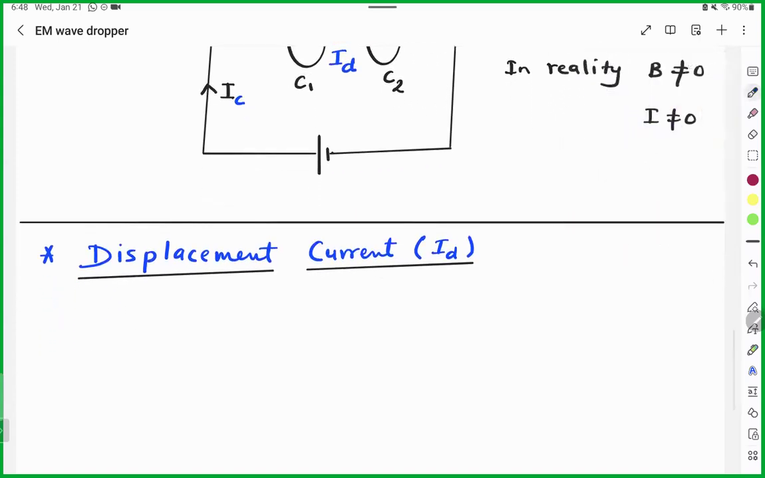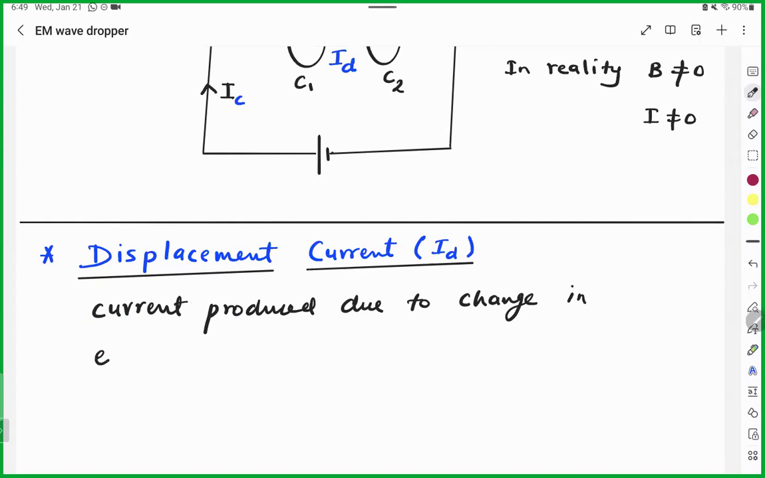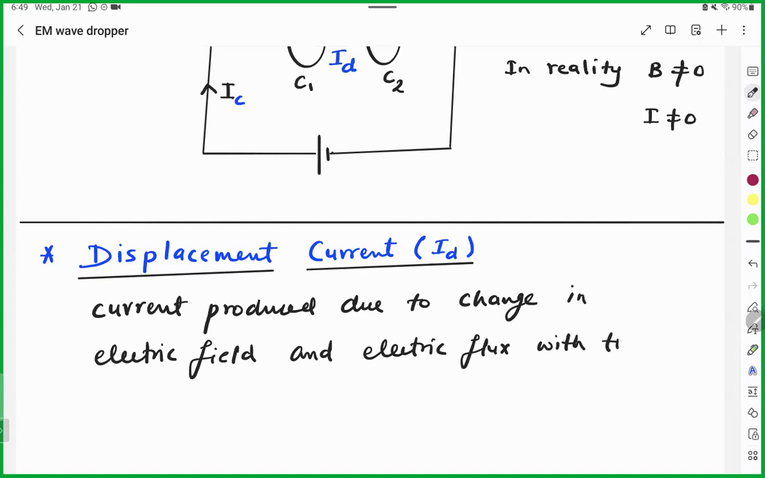Okay. So what is the reason for this? Current here is produced because of the change in the electric field and change in the electric flux with time. Current produced due to change in electric field and electric flux with time. Right?